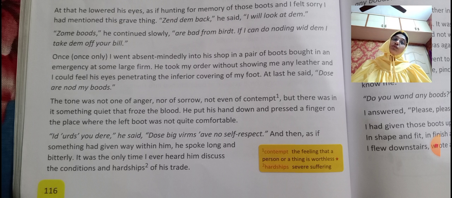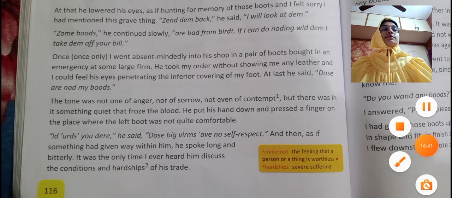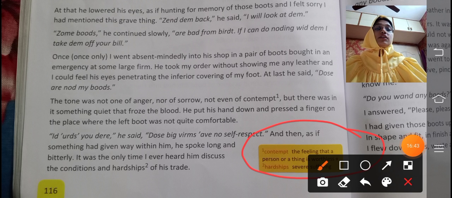I'll continue the story. Until then, what you need to do is read the whole story again. Read page number 115 and 116 on your own and understand it, and write down the hard words displayed on your screen that are there in your textbook.